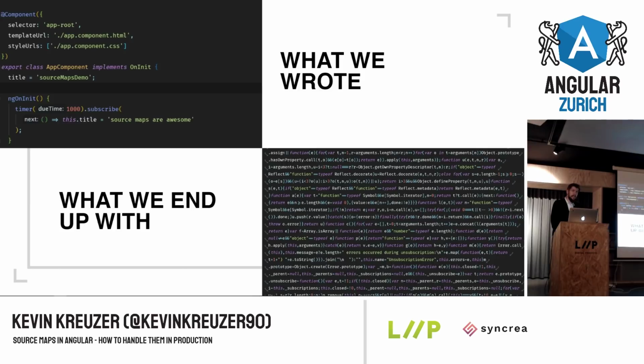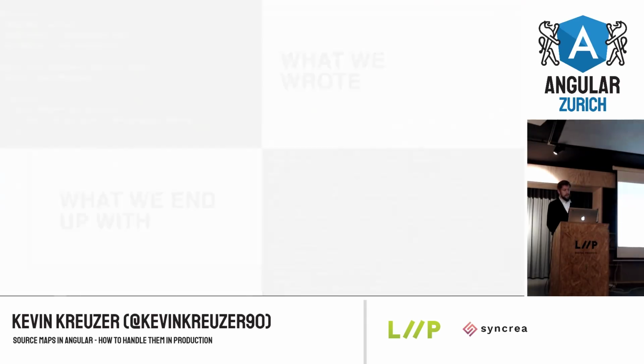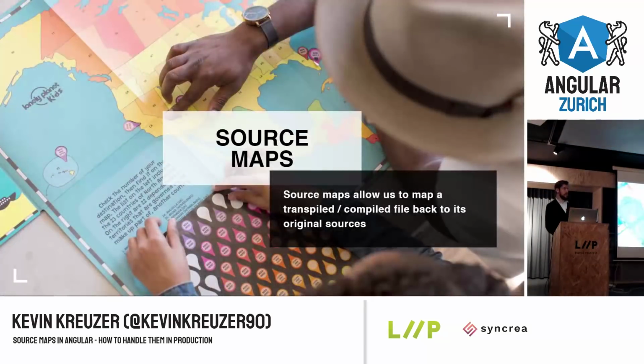Therefore we need some sort of mechanism to map this transpiled code back to its original sources. That's exactly where source maps come in. Source maps are just a mechanism that allows us to make this mapping.